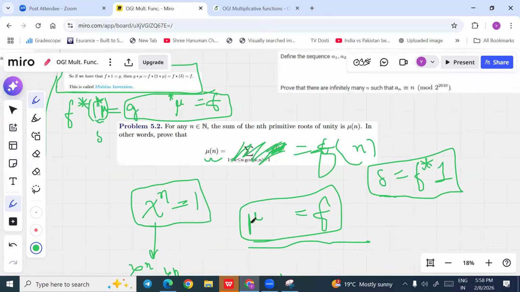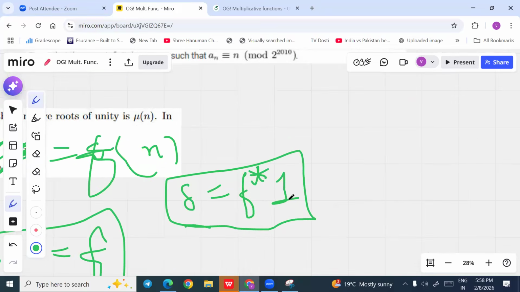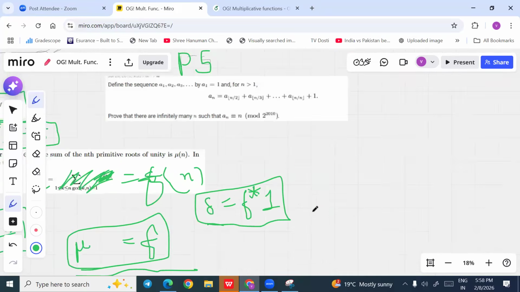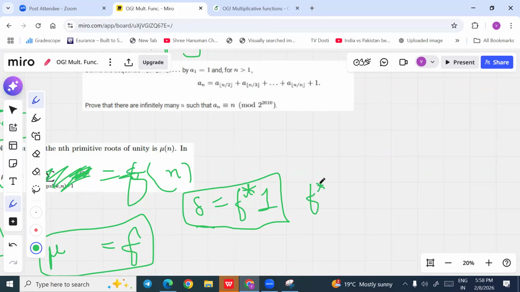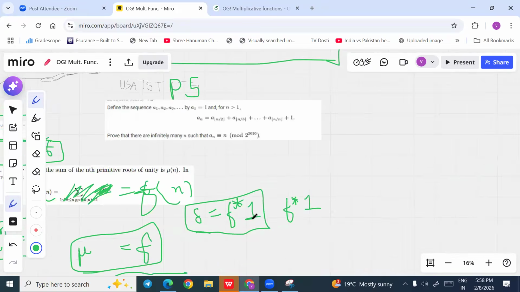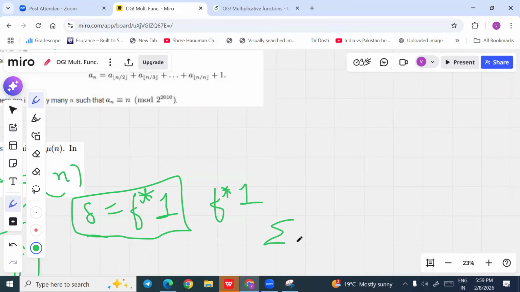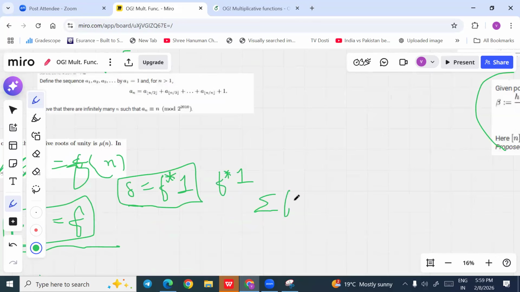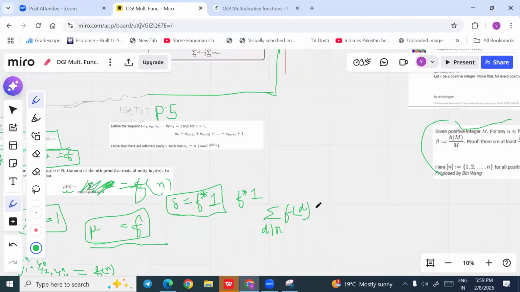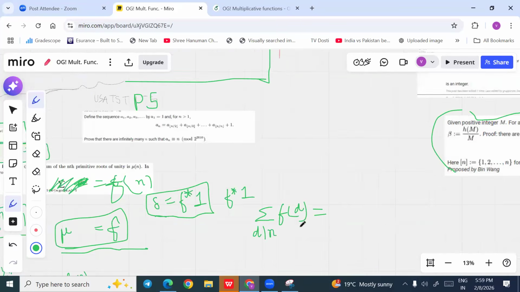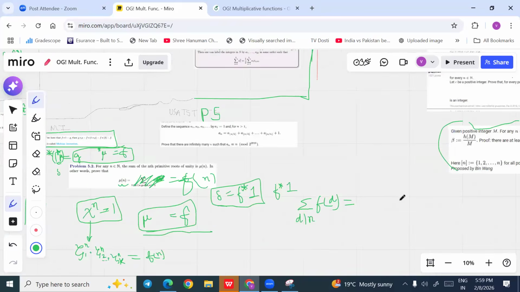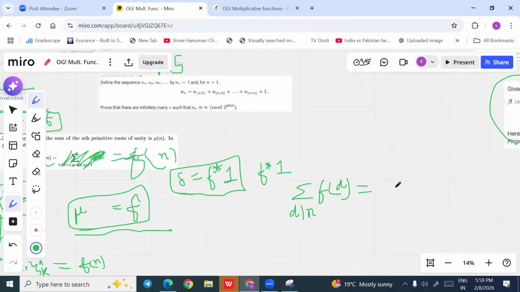So for this, you just need to prove this. If I write this explicitly, f convoluted with 1 is the summation of f of d over d dividing n. Does anybody see this is just the sum of nth roots of unity? This is just the sum of nth roots of unity.